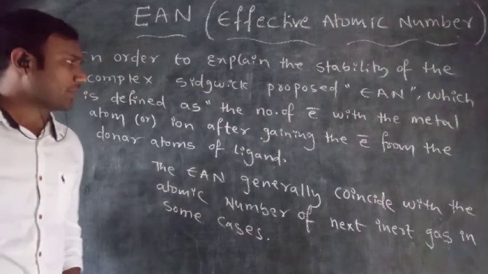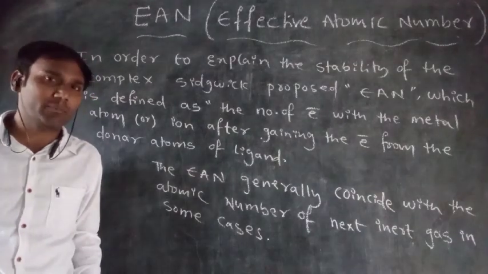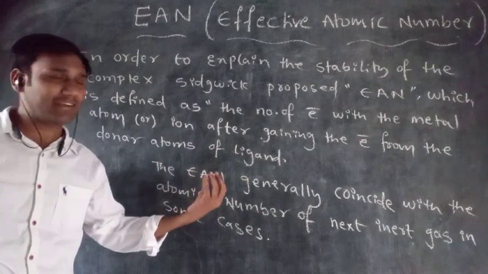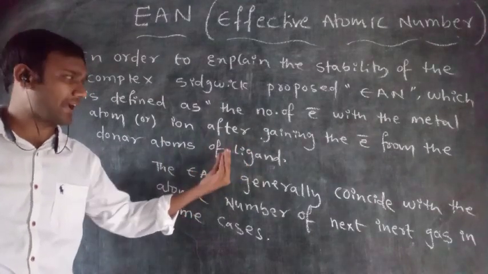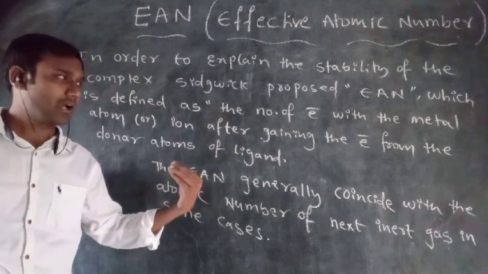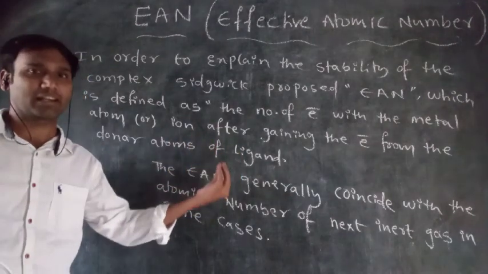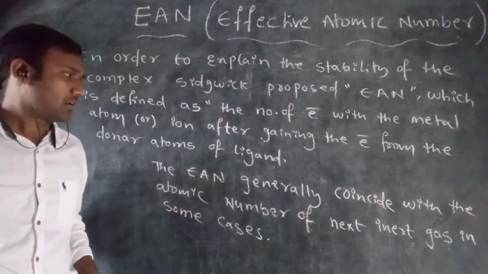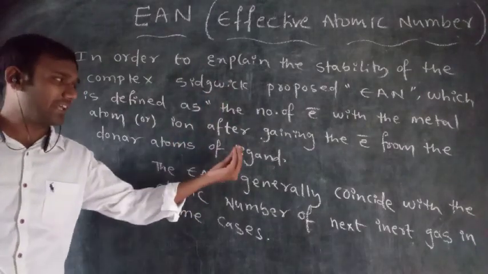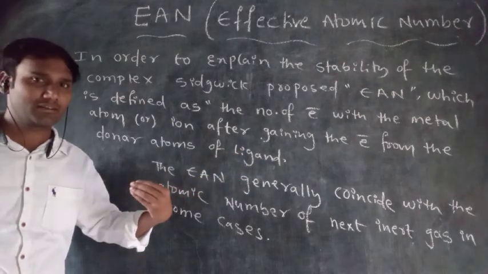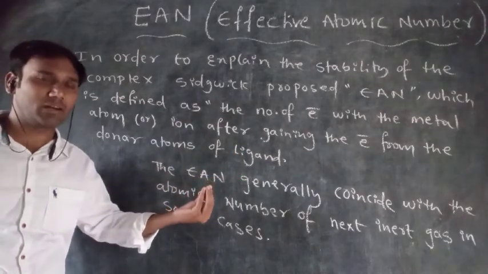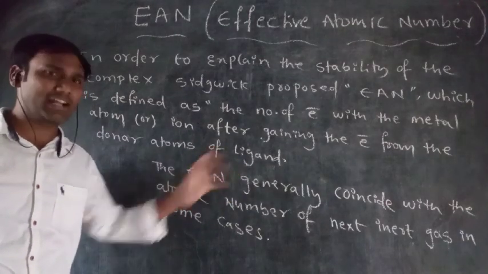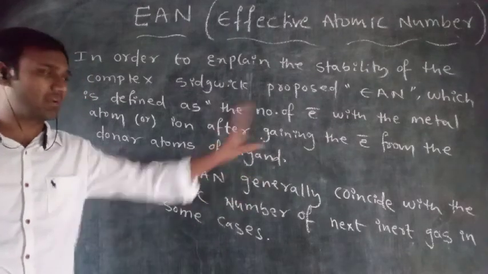Generally in the coordination complex, the central metal atom or central metal ion is accepting the electrons from the ligand. After accepting the electrons from the ligand, how many electrons are present with the central atom? Based on that, we can decide the stability of the complex. According to Sidgwick, the number of electrons after gaining the electrons from the ligand decides the stability of the complex.